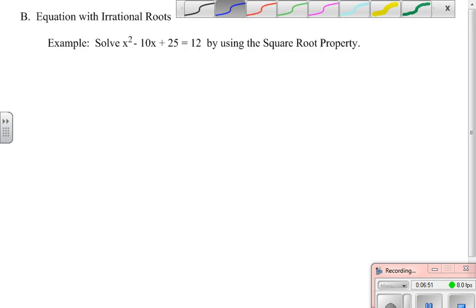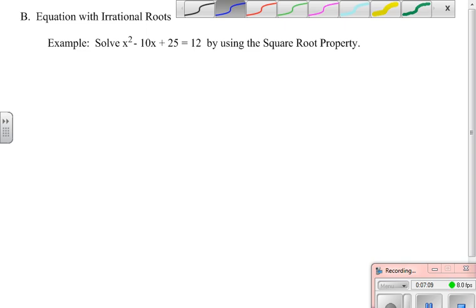Irrational roots. Now remember, a rational number can be written as a terminal or repeating decimal. Irrational numbers cannot be written as terminal or repeating decimals. They are the ones that go on for infinity, like the square root of 2, like pi.